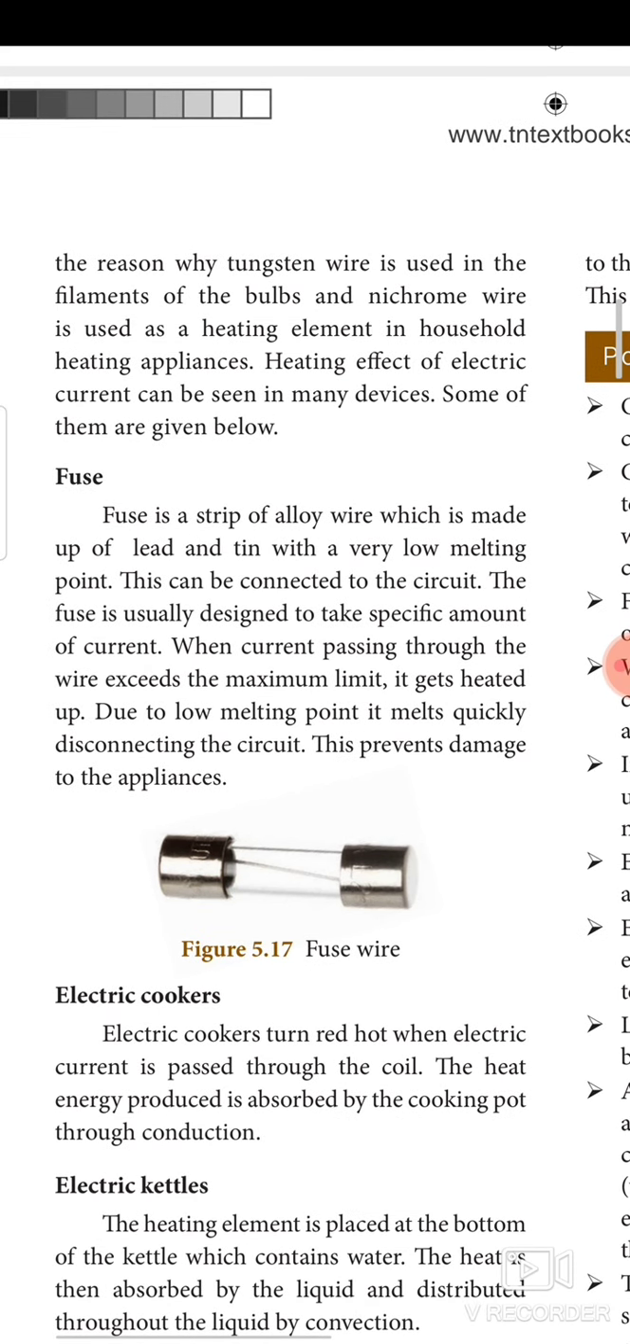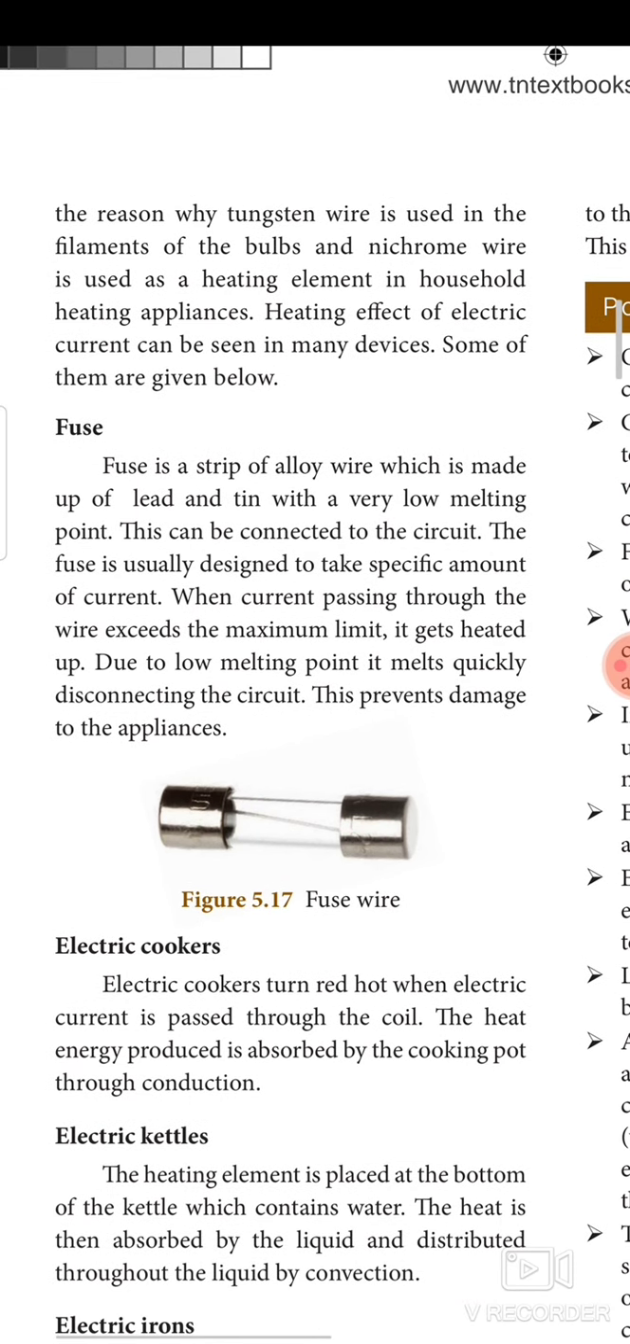Fuse, a very basic thing. What is a fuse? A fuse is a strip of alloy wire made up of lead and tin with a very low melting point. This can be connected to the circuit. The fuse is usually designed to take a specific amount of current. When the current passing through the wire exceeds the maximum limit, it gets heated up. Due to its low melting point, it melts quickly, disconnecting the circuit. This prevents damage to the appliances at our home. So a fuse is very important at home.